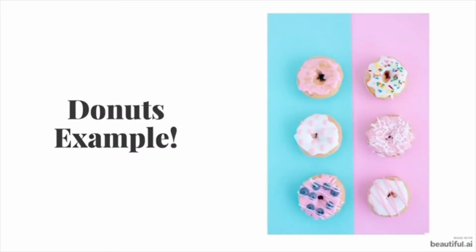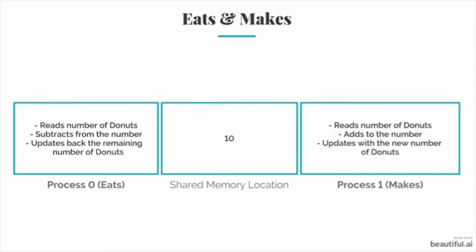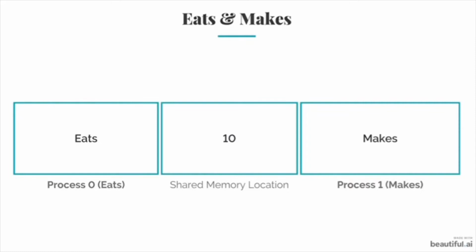Okay, so I'm reusing this example I used for the mutual exclusion video, but don't worry, you don't have to see that video to understand the example. I just thought to reuse it because who doesn't like donuts? This example talks about two processes, process 0 and process 1. I'm not really concerned about the details of what these processes do, so I'm just going to say that process 0 eats donuts and process 1 makes donuts. And they have a shared memory location that carries the total number of donuts.